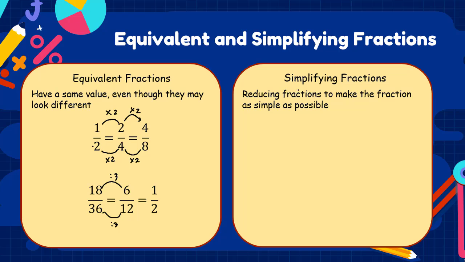And next, about simplifying fractions, we have to reduce the fraction to make the fraction as simple as possible. So this is the hint, you have to make it really simple. Okay, if I have the question 18 out of 36 and I have to find a simple fraction, you can divide the numerator and denominator with any number. So I can find 6 out of 12, and we can simplify it more. We can divide it with 3 again, so we can find 1 out of 2. So this is the simple form.